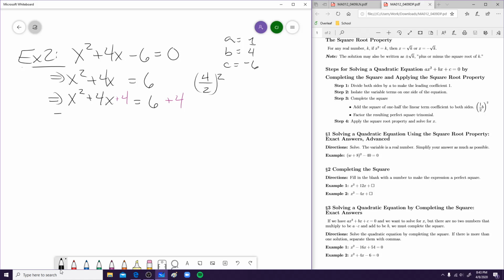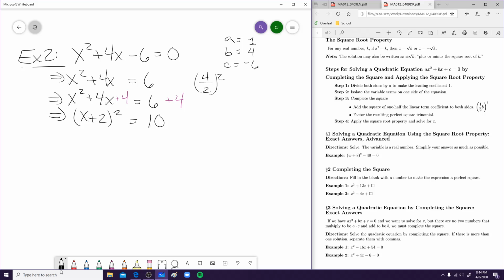Right. So now we're going to factor the resulting perfect square trinomial, and this is also a time to check our work. So we want to see, is x squared a perfect square? Yes, it is, because x times x is x squared. And then 4 is also a perfect square because 2 times 2 is 4. And then when I say 2 times x times 2, we get 4x. So this can be factored as a perfect square. And this is equal to 10.